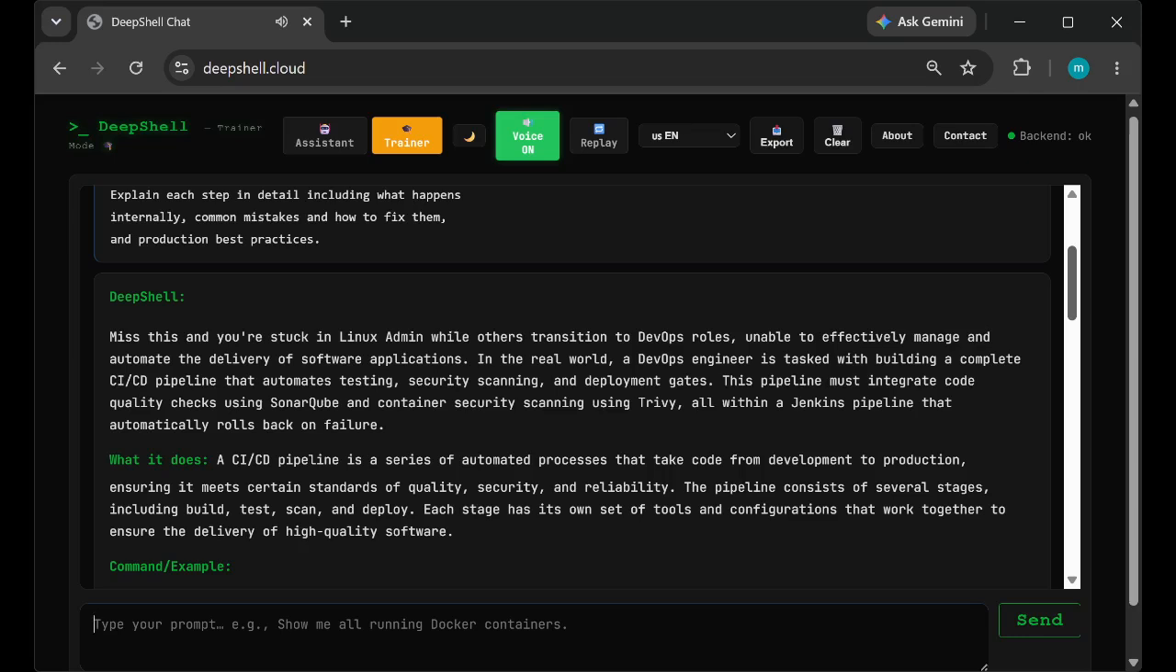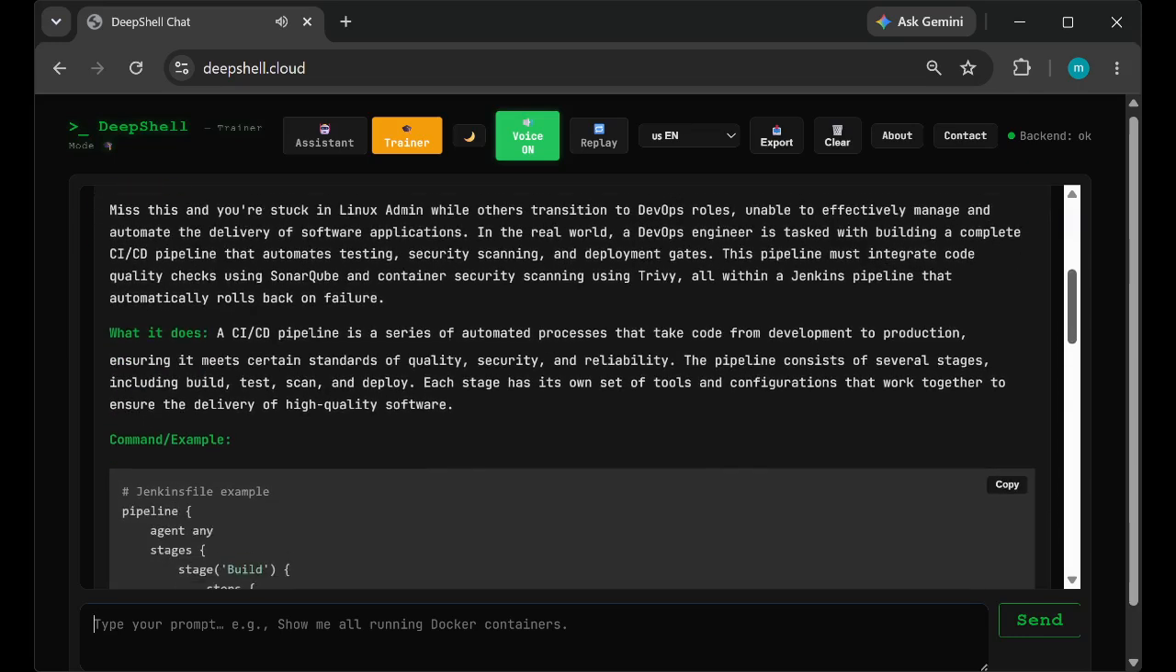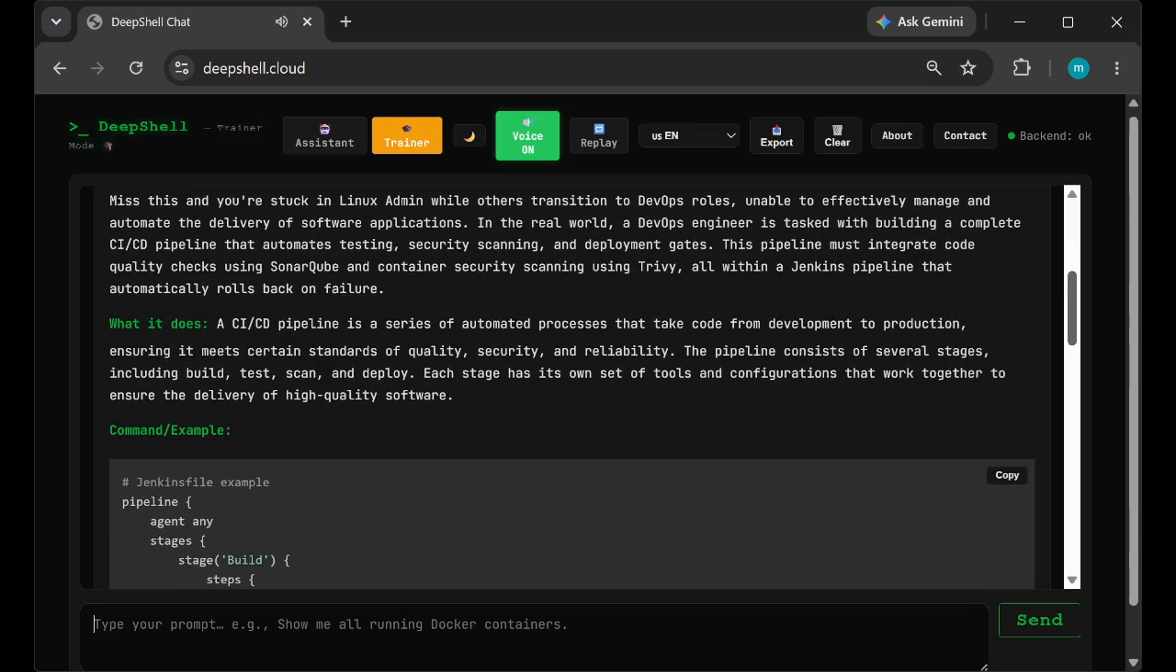What it does. A CI/CD pipeline is a series of automated processes that take code from development to production, ensuring it meets certain standards of quality, security, and reliability. The pipeline consists of several stages, including build, test, scan, and deploy. Each stage has its own set of tools and configurations that work together to ensure the delivery of high-quality software.